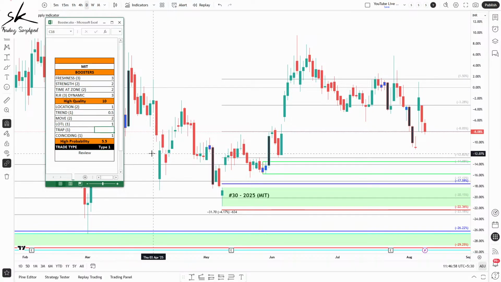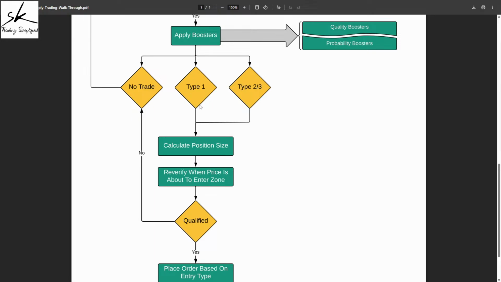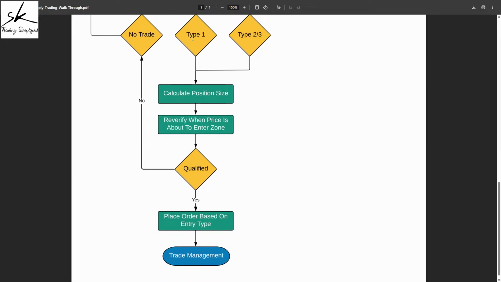So if you look at the overall scoring, we have a score of 10 out of 10 with the assumption of reward to risk ratio, which makes it a high quality zone, and 6.5 out of 8, which also makes it a high probability setup. So high quality, high probability can be done as a type 1 trade. So after applying the boosters, we got to know this is a type 1 trade for us.